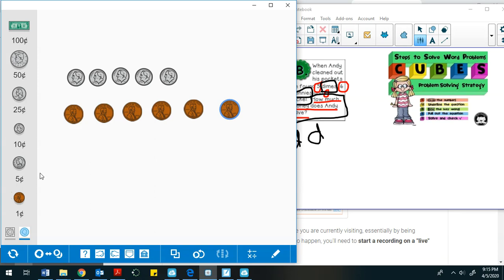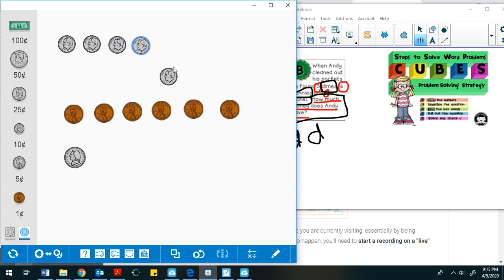And I have 1 nickel. Now what I'm going to do is order my coins by greatest value to smallest value. I know dimes are worth more than nickels, and nickels are worth more than pennies. And again, I need to add them all together.